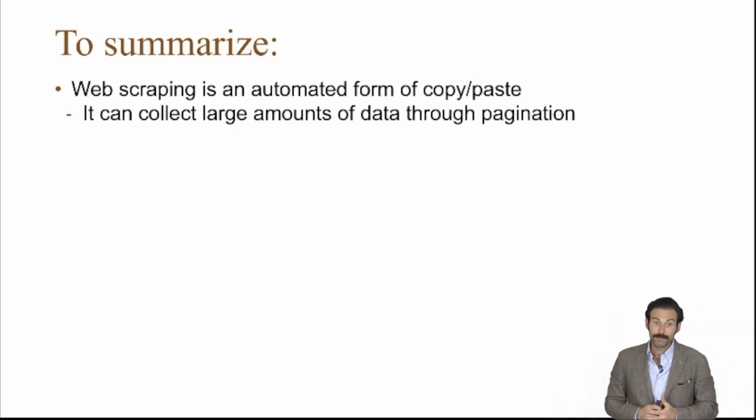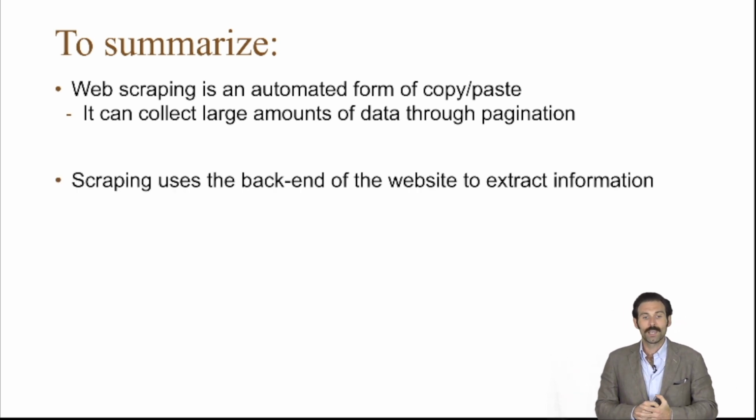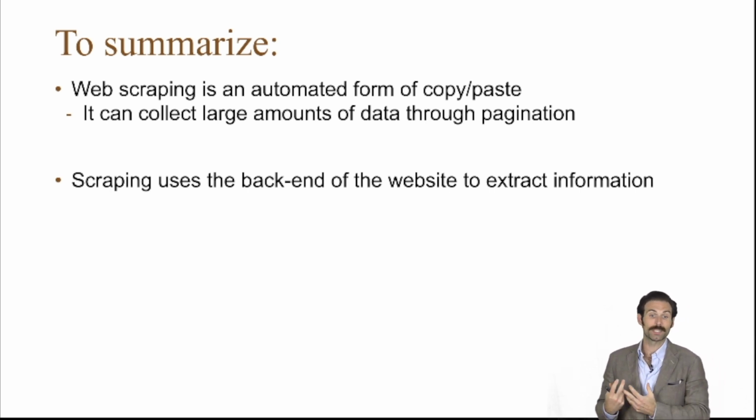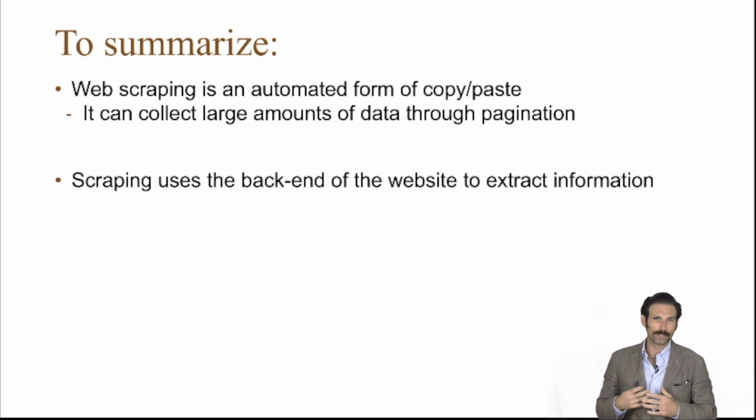But to summarize, web scraping is essentially an automated form of copy-paste, and it can collect lots of data by pagination, by going from page 1, 2, 3, 4, 5, and scraping all the elements along the way. When we're asking for information from a web page, when we're trying to extract it, we're going to be interacting with the back end of the website. And that's important because it's a little bit more difficult than just pointing and clicking the front end.